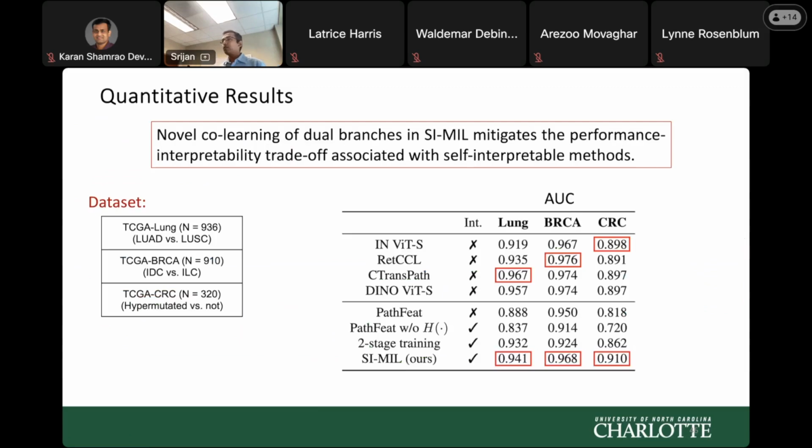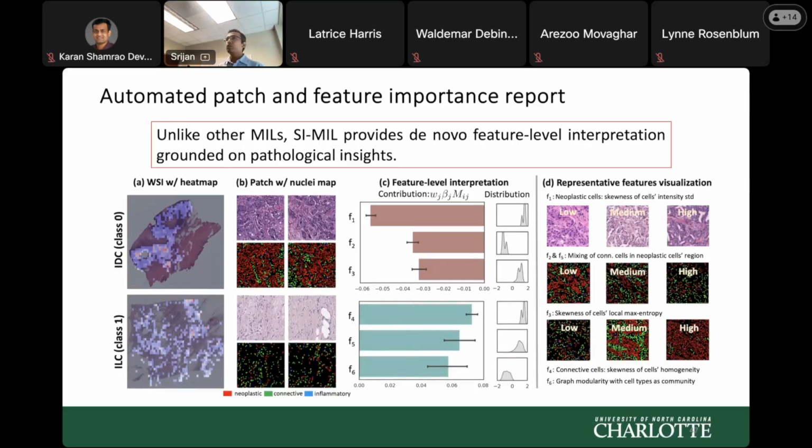Once this is done, we can see that our model can outperform or is very competitive with the existing deep features. We tested it on 3 TCGA datasets for 3 different downstream tasks. Our model is able to provide this kind of automated patch and feature importance report.